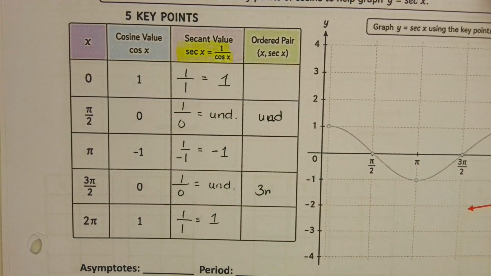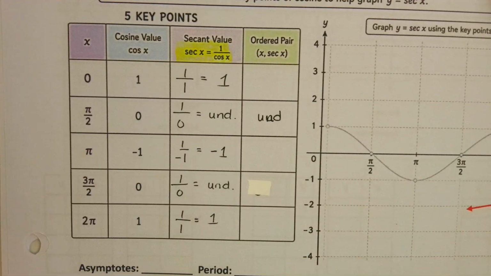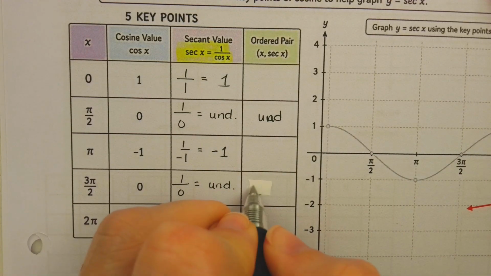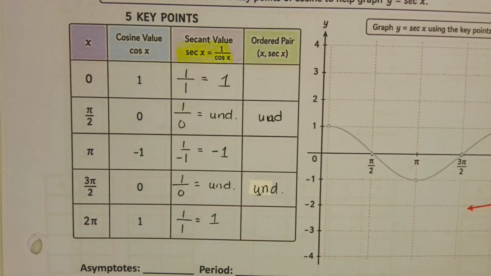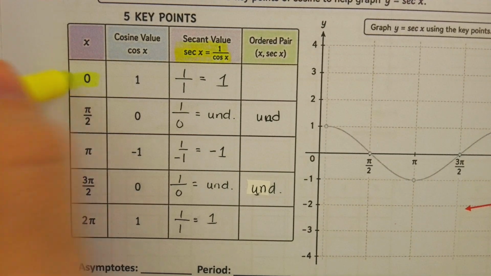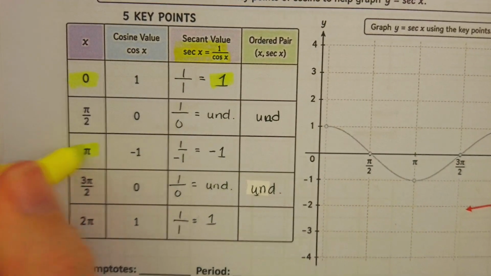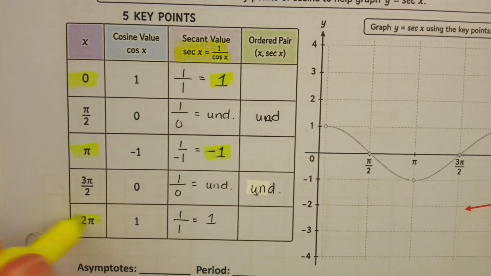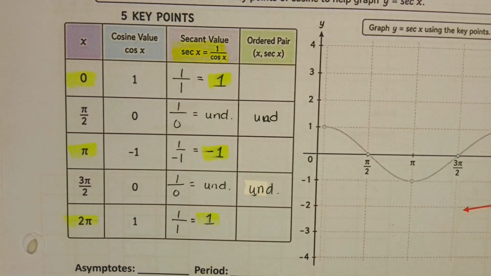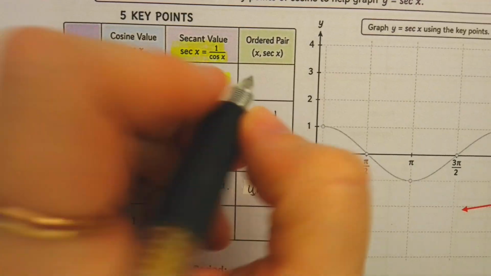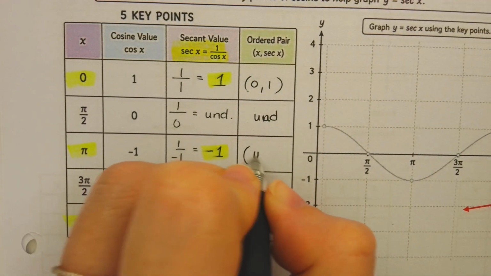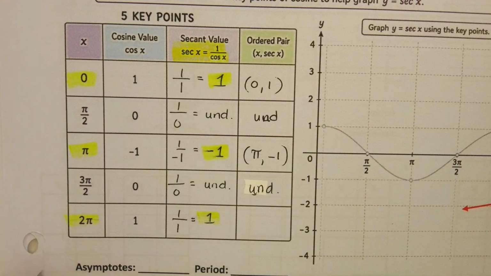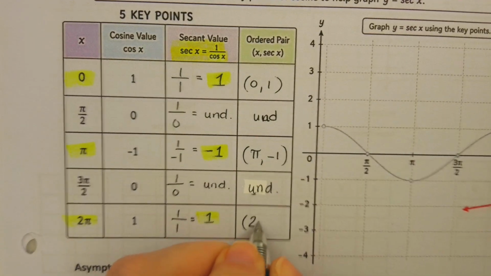Oh, I almost wrote 3 pi over 2. It should say undefined. And then we have 3 actual points on this one. So our first point was at 0, 1. And then we have 1 at pi -1 and 2 pi +1. So I'm going to write those down as ordered pairs. 0, 1, pi -1, and 2 pi +1.